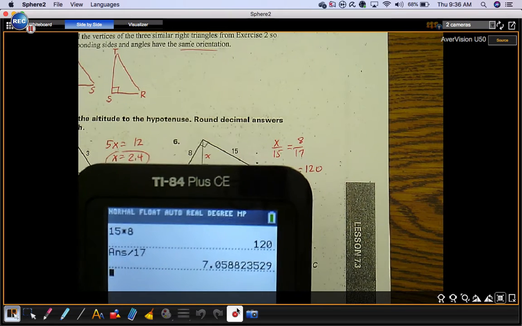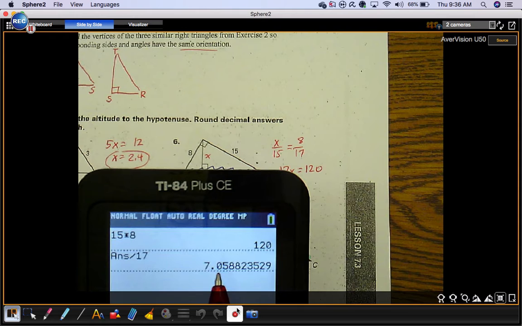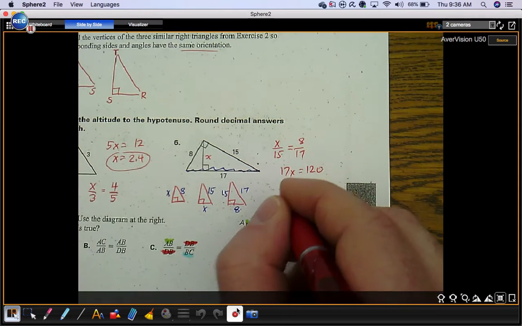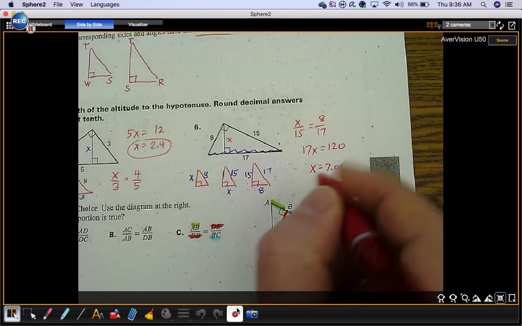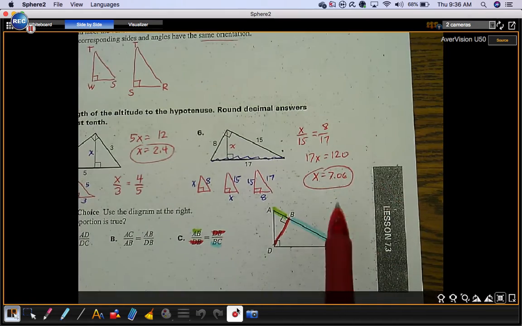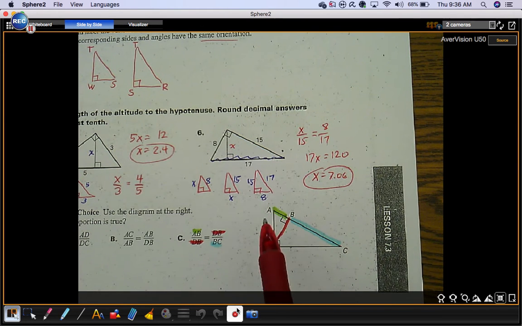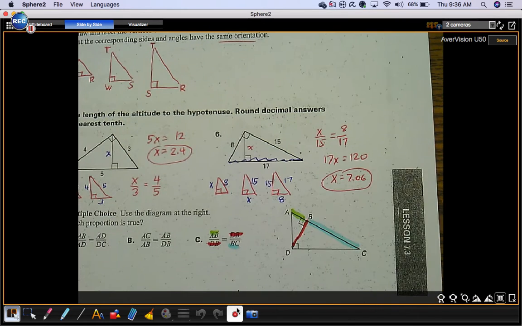Okay, so if I'm rounding to the nearest hundredth like I like to do, I would call it 7.06 because that digit is 5 or above. So the next time you are asked to solve for the altitude to the hypotenuse of an 8, 15, 17 right triangle, hopefully you remember that you've done this before. It's always going to be 7.06. Rounded, of course. That's the exact answer. This is what we're going to round it to.